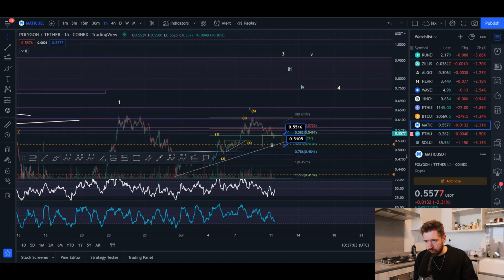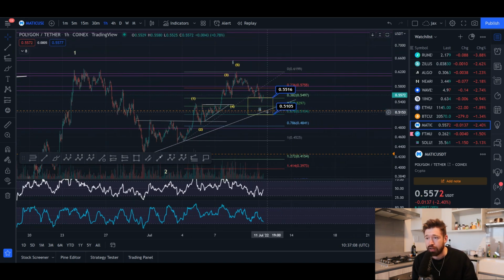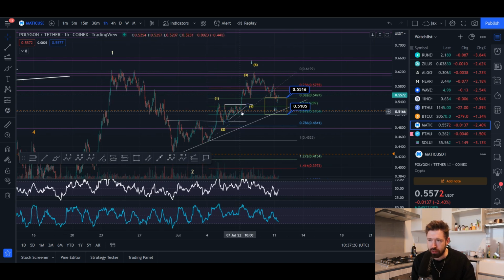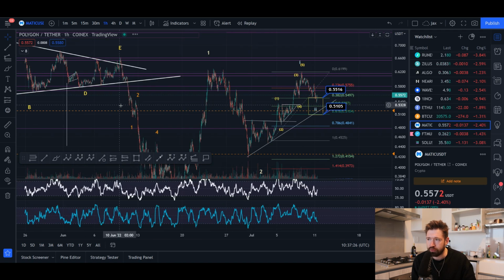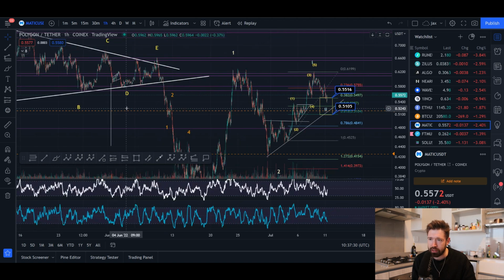Now, if we are putting in a wave 2 pullback, usually it's going to come down to the 0.5, 0.618. I don't see it coming all the way down to the 0.786. The wave 2 pullback can actually retrace up to 99% of wave 1, but there's a couple things I'm looking at here. So we have a support level right here at about 52 cents. See all the resistance in this area. We had previous support in this area.